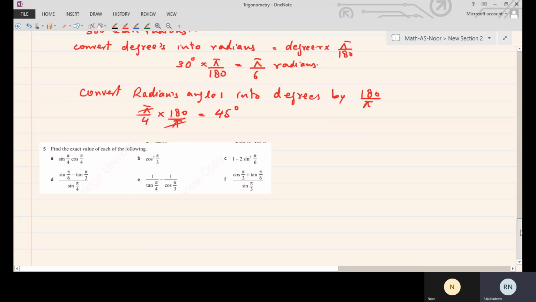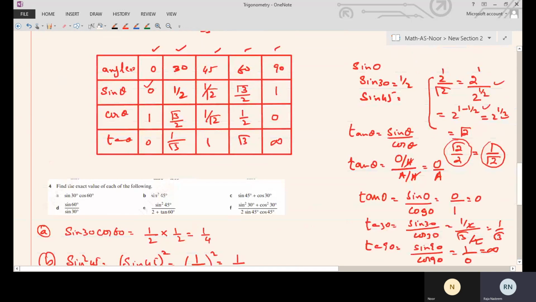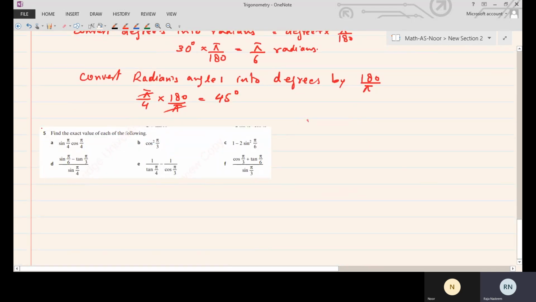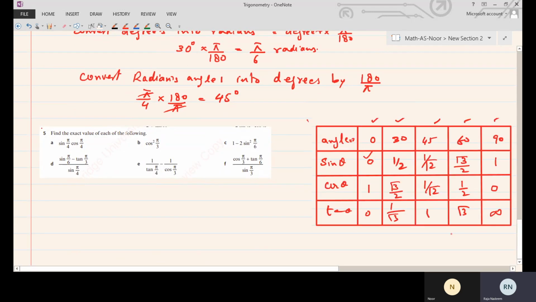So the table which we have learned, we can use this same table for degrees values as well, the radians value as well. We can say that this 30 degree is equal to pi by 6 radian, this is pi by 4 radian, this is pi by 3 radian, and this is pi by 2 radian.